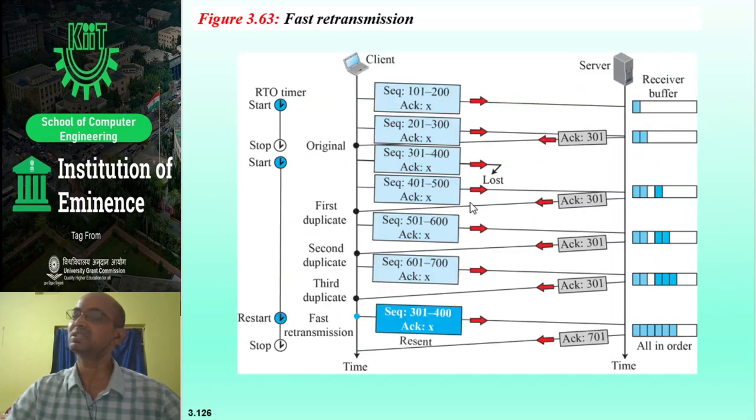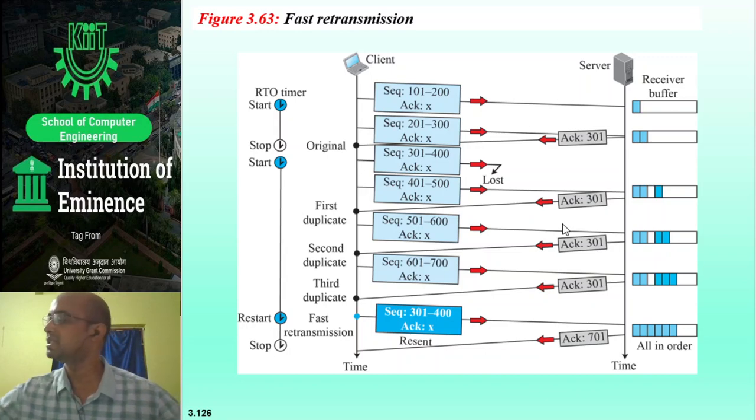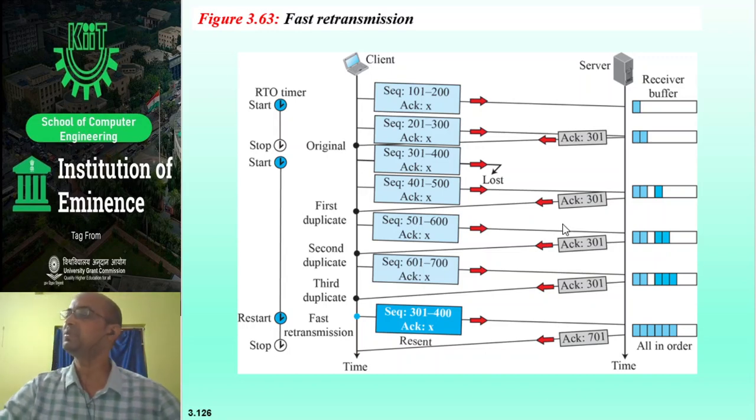Fast retransmission: if you are receiving three duplicate acknowledgements, then immediately you have to stop and retransmit that lost segment. So for example, in this case, look at this second scenario. This packet is lost, then ACK 301 comes, you are transmitting subsequently, but receive first, this is the first duplicate, this is the second duplicate, this is the third duplicate.